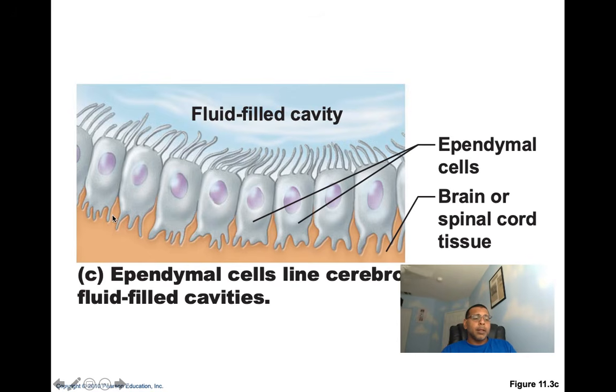basically this tissue, this CNS tissue. So they form a permeable barrier between cerebral spinal fluid that fills those ventricles, and the tissue that's basically found making up the CNS. And the cilia that we see here, it's going to help to circulate that CSF.